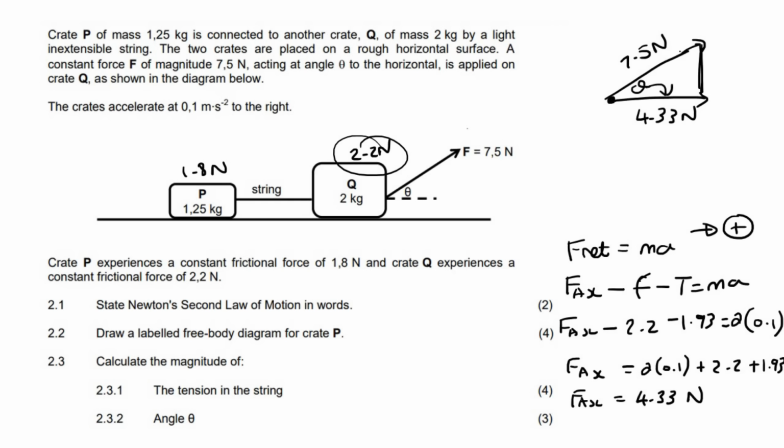So we've got the adjacent and we've got the hypotenuse. So we could say that's cos. So we could say cos of theta is 4.33 over 7.5. Get theta by itself. Remember to check that your calculator is in the correct mode.